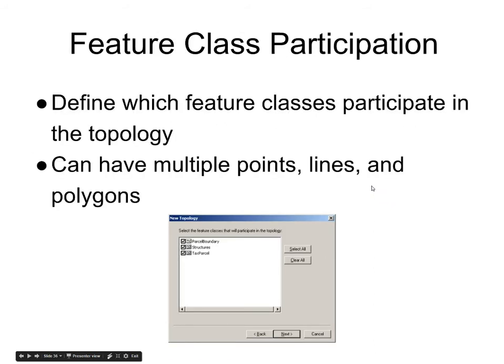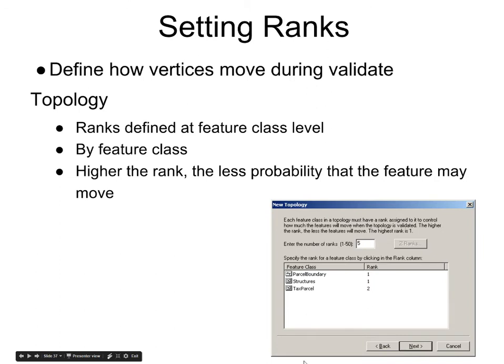From there, you define the feature classes that are going to participate in the topology. You can have multi-points, lines, and polygons, or you could just have a single feature class if you were looking at something like trying to find the gaps between polygons in a parcel layer. From there, you define ranks. This defines how vertices move during the validation. So if you validate topology, if any feature classes move based on the cluster tolerance, this will ensure the ones that are moved match others.